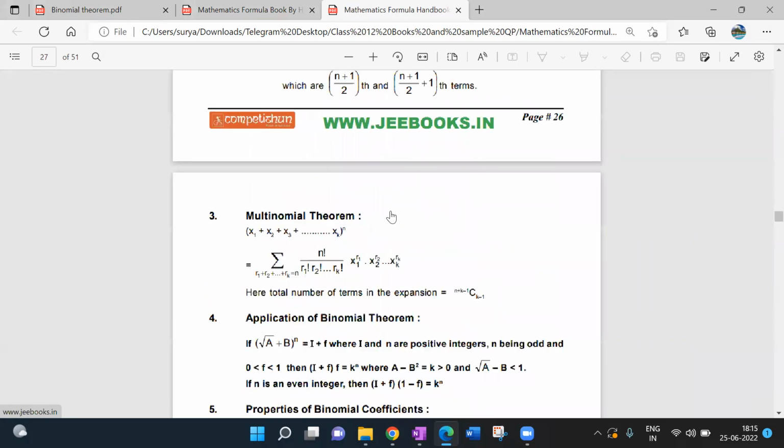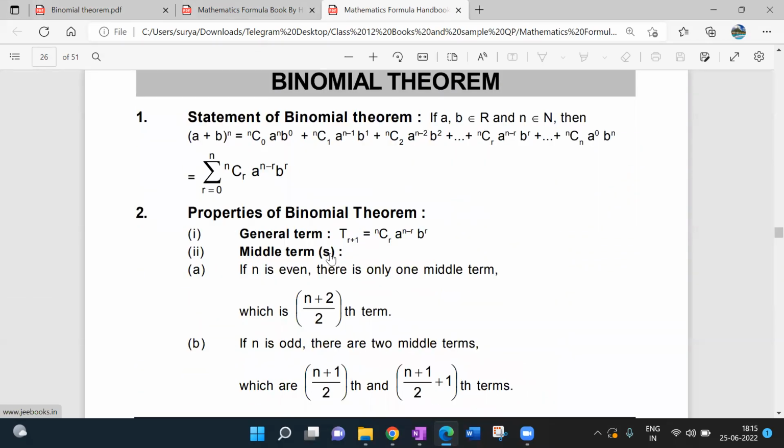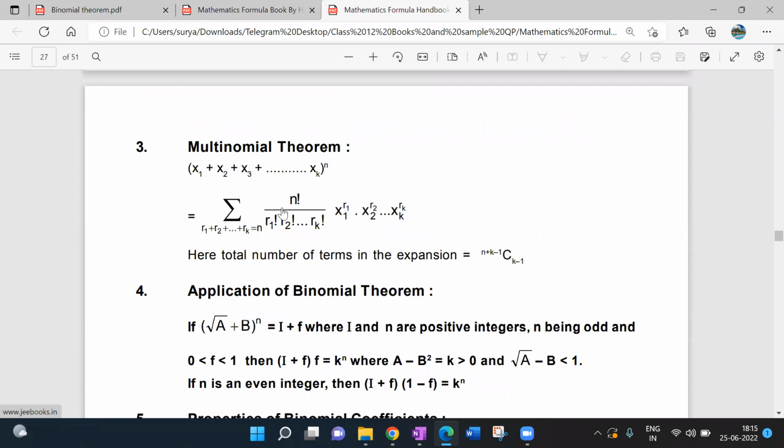Yes, look at this. So we have just done with this actually. What is the standard formula? What is the expansion of (a plus b) whole to the power of n? And the summation of 0 to n nCr a to the power of n minus r b to the power of r. Properties of binomial theorem. The general term formula, middle term formula. Look at this. And after that the multinomial theorem, application of binomial theorem.